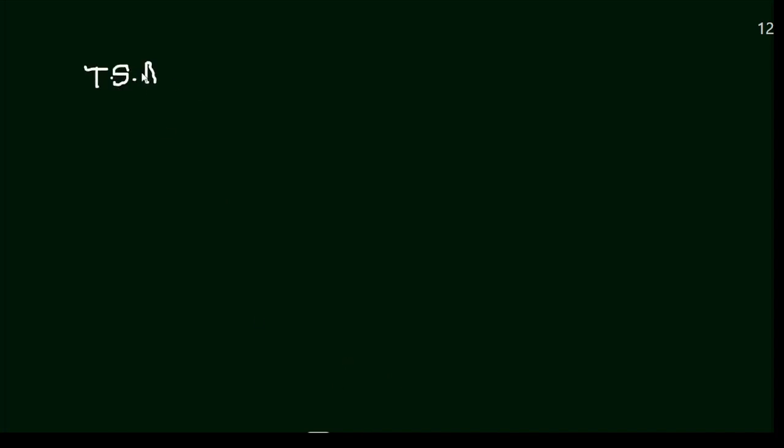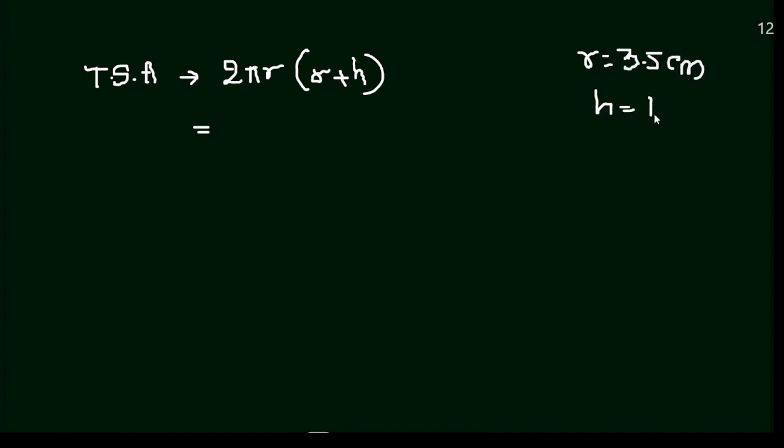Total surface area of a cylinder is nothing but 2 pi r times (r plus h). Okay, so what is r here? r is 3.5 centimeters and h is 15 centimeters. Just substitute these values here.